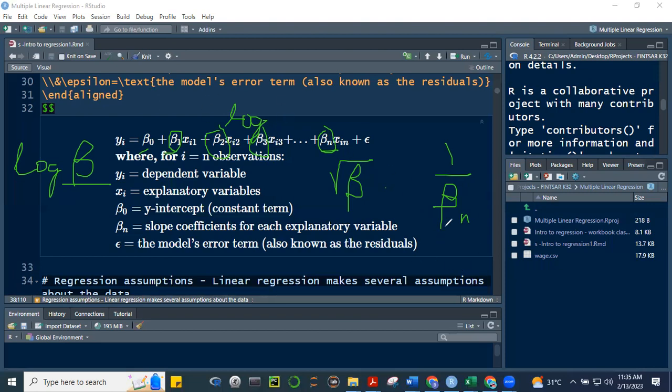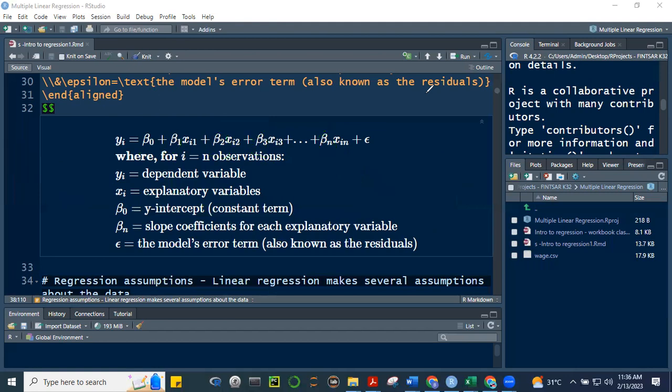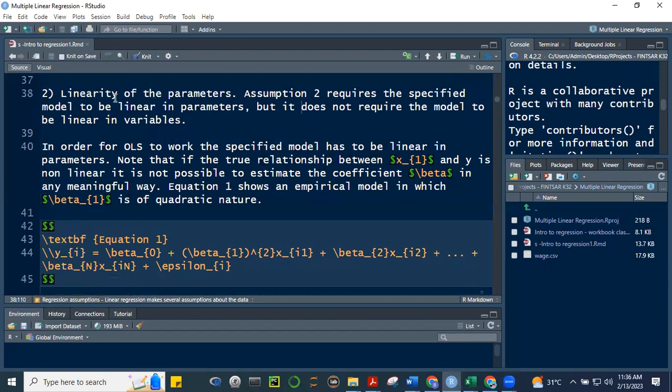Because if you have this equation, then it will be very difficult to solve for your betas if you have this format. So your parameters should be linear. That's what we mean, class, by linearity in parameters. Assumption 2 requires the specified model to be linear in parameters, but it does not require the model to be linear in variables. That's what I meant a while ago.